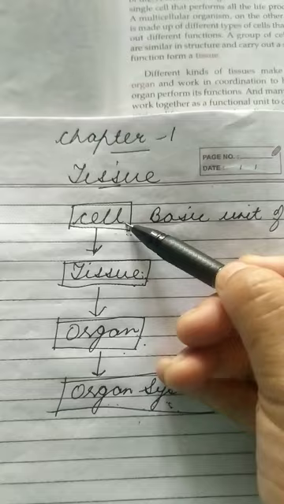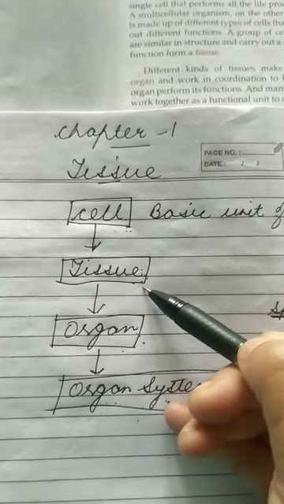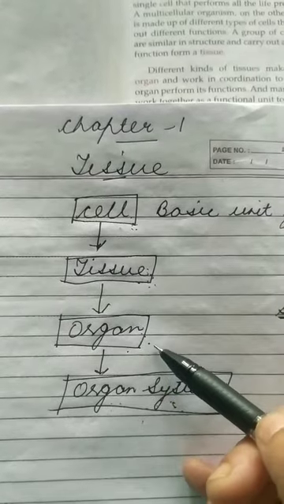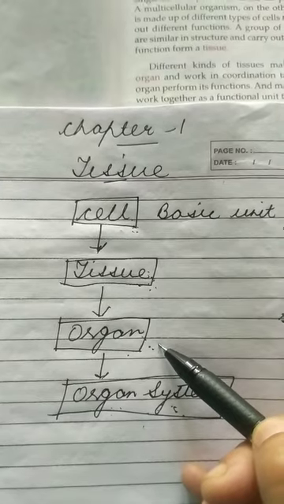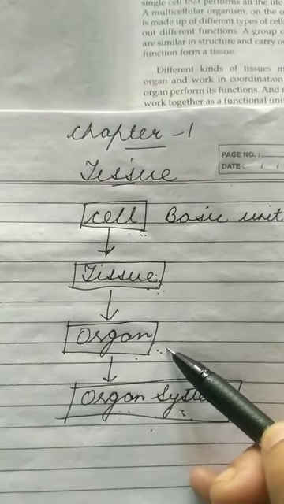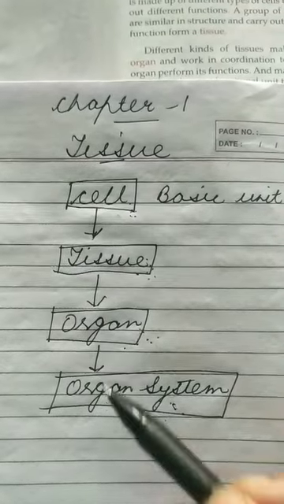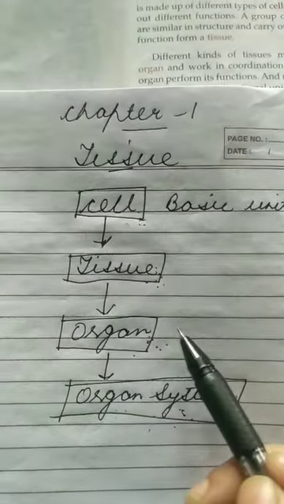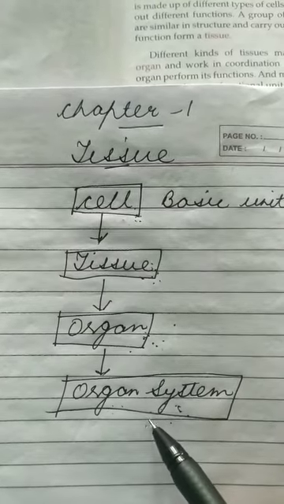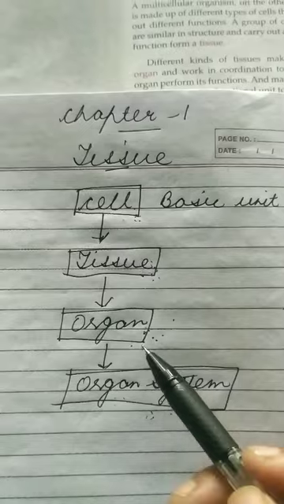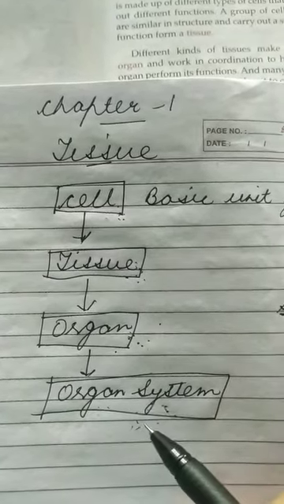Cell is the basic unit. Same type of cells performing the same function make the tissue. Many tissues combine together to form an organ, and when many organs come together and perform as a functional unit to carry out life processes, it is known as the organ system. Organs such as the heart, lungs, arteries and veins work together to make the circulatory system. Like that, many organs work together to make an organ system.